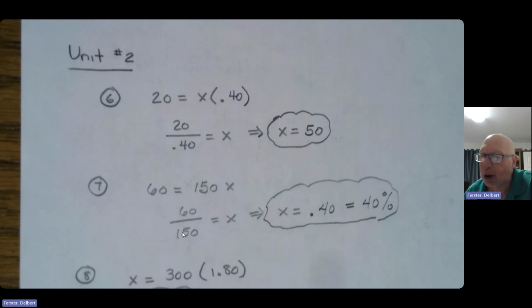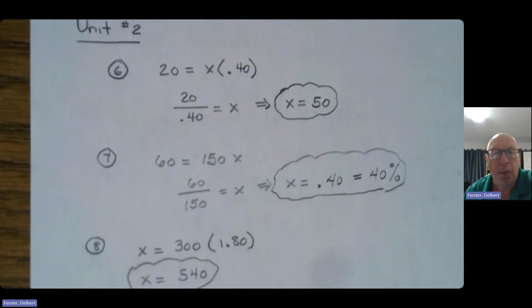Again, straight into an algebra equation, divide both sides by 150, grab your trusty calculator, and you realize that 60 divided by 150 is 0.40. So the correct answer for problem 7 sets in at 40%. Problem 7 done and good to go.